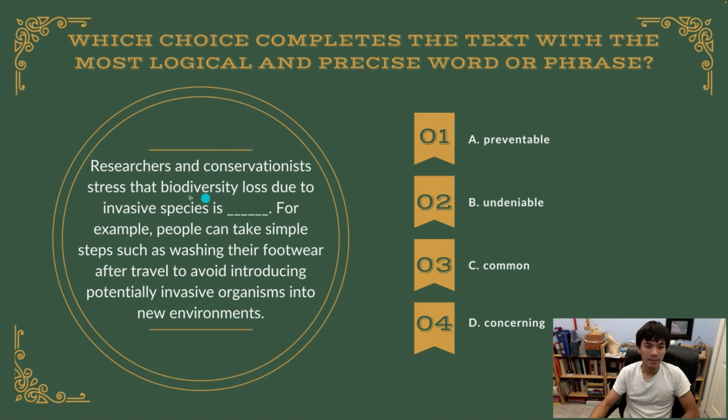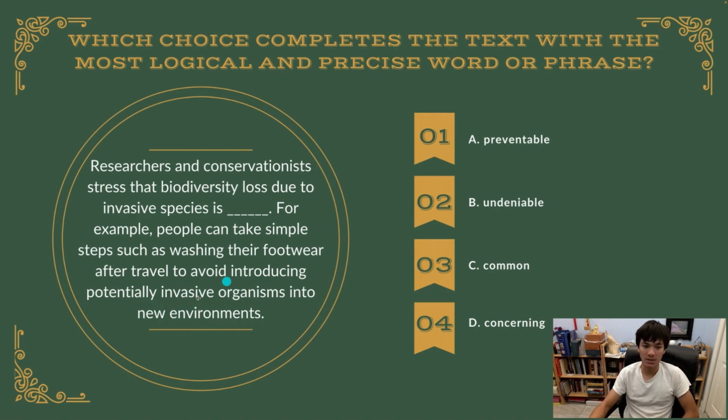What they're basically saying is that biodiversity loss due to invasive species is something, and then they're listing ways that you can prevent biodiversity loss, such as washing your footwear and avoiding introducing potentially invasive organisms. So that would give you some hints as to what the answer here might be. If we look at the answer choices, we have concerning, common, undeniable, and preventable. Knowing what we know about the flow of ideas here, it's pretty obvious that preventable is the correct answer, because if we plug it in, we can say that biodiversity loss due to invasive species is preventable. For example, you can take steps such as washing your footwear to avoid introducing potentially invasive organisms into new environments.